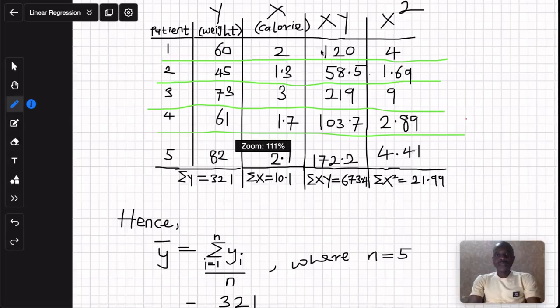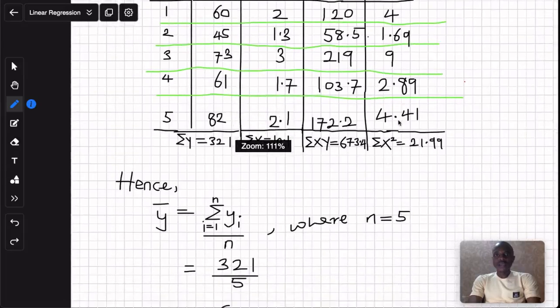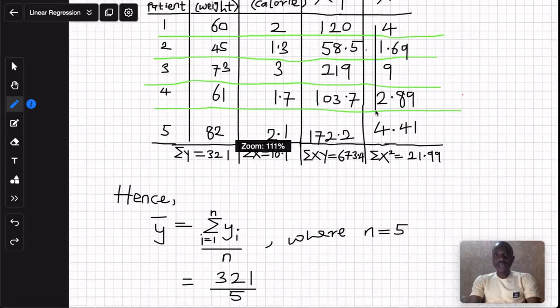Now we need to sum everything straight down as we did before for the others. We get 673.4. Then we go on to this one. We square our x. So you square 2, you get 4. You square 1.3, you get 1.69. You square 3, you get 9. You square 1.7, you get 2.89. You square 2.1, and you get 4.41. And then you sum everything straight down like that.